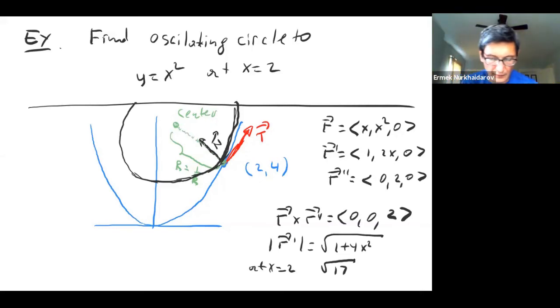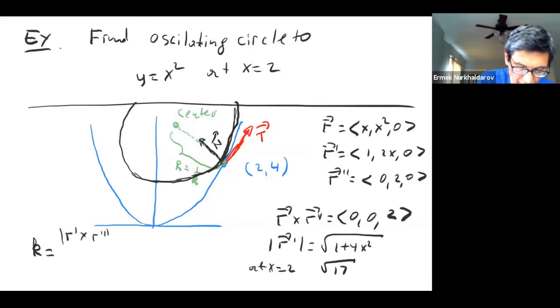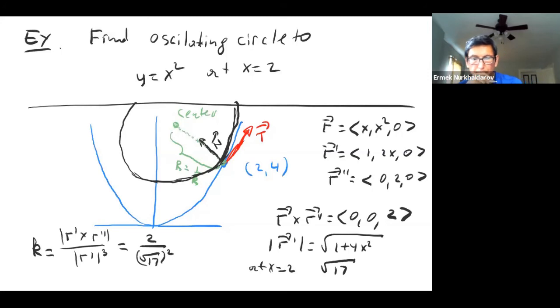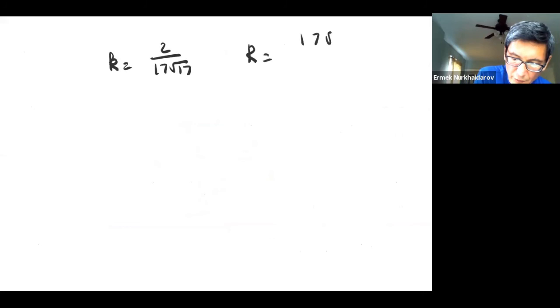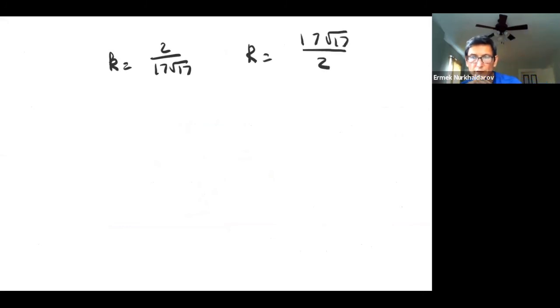So then curvature is going to be equal to the length of r prime cross r double prime divided by velocity cubed. That's the formula which we wrote last time. The length of the cross product is 2, divided by the square root of 17 cubed. So k equals 2 over 17 square root of 17. The radius will be the reciprocal: 17 root 17 over 2.